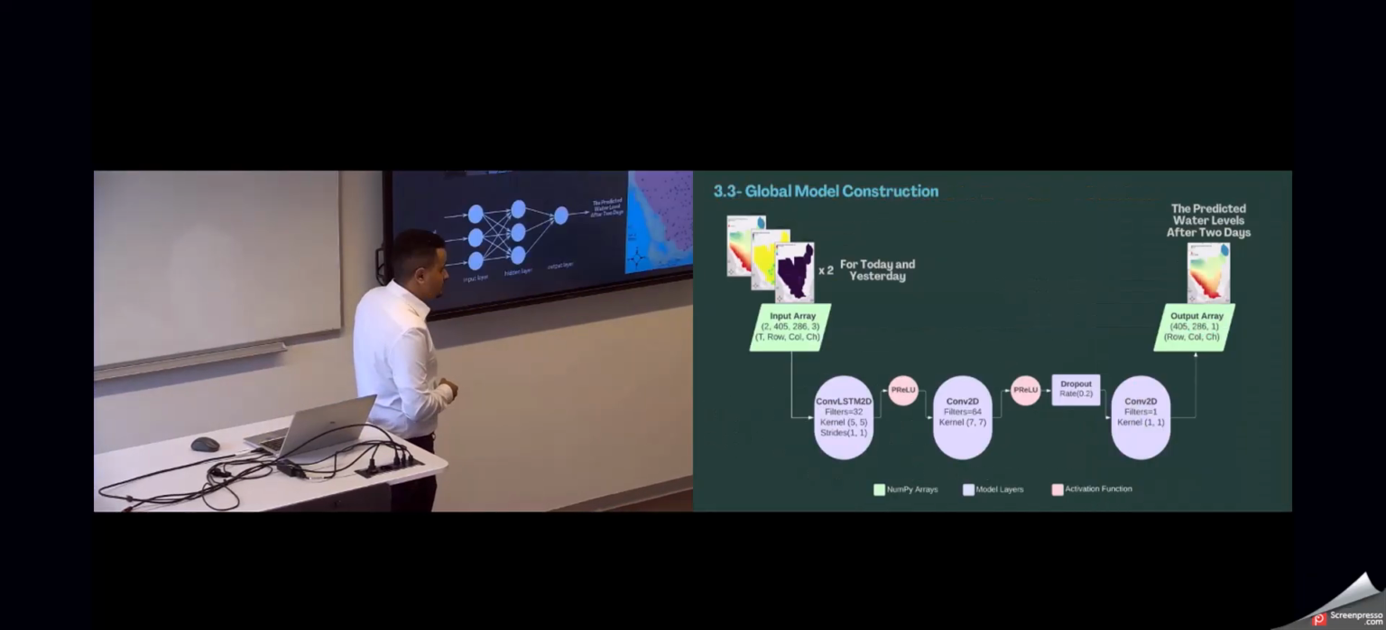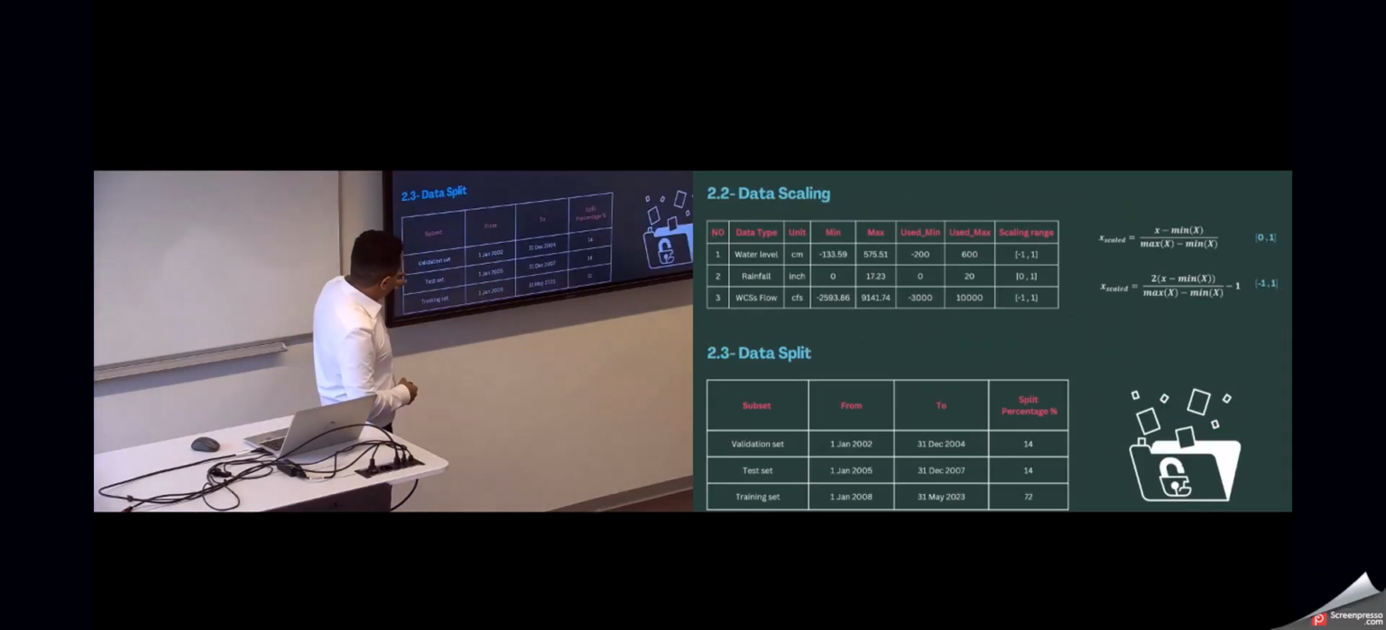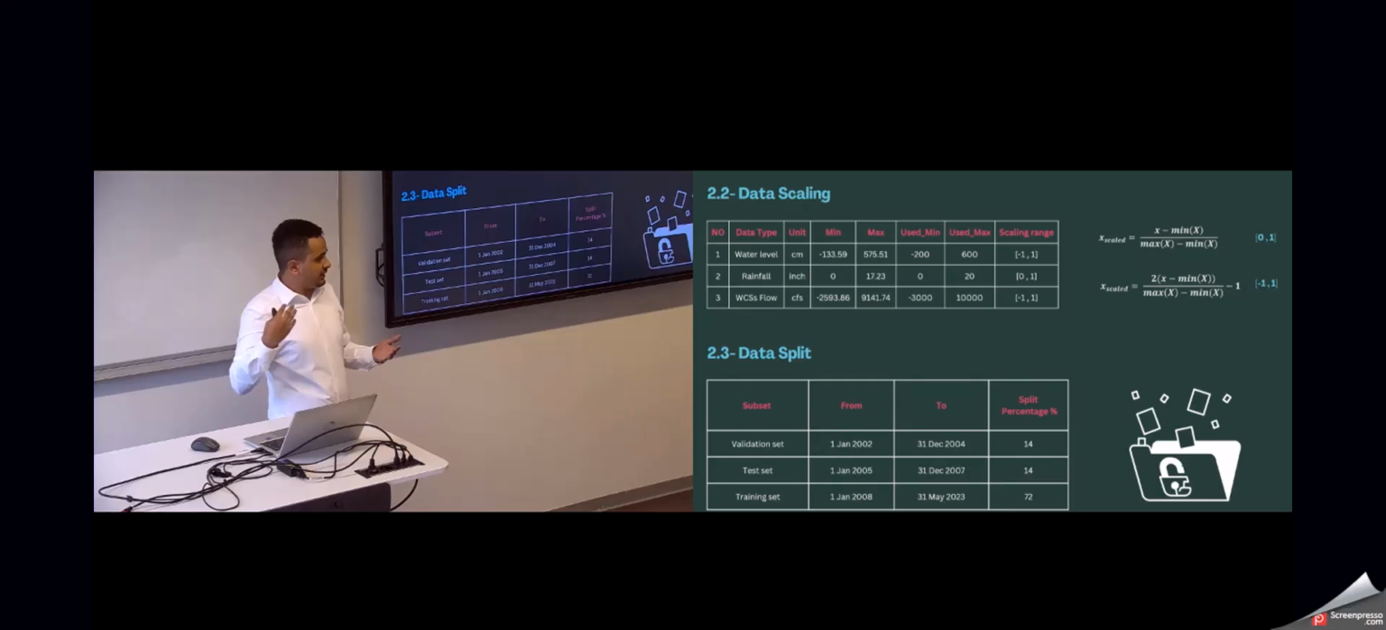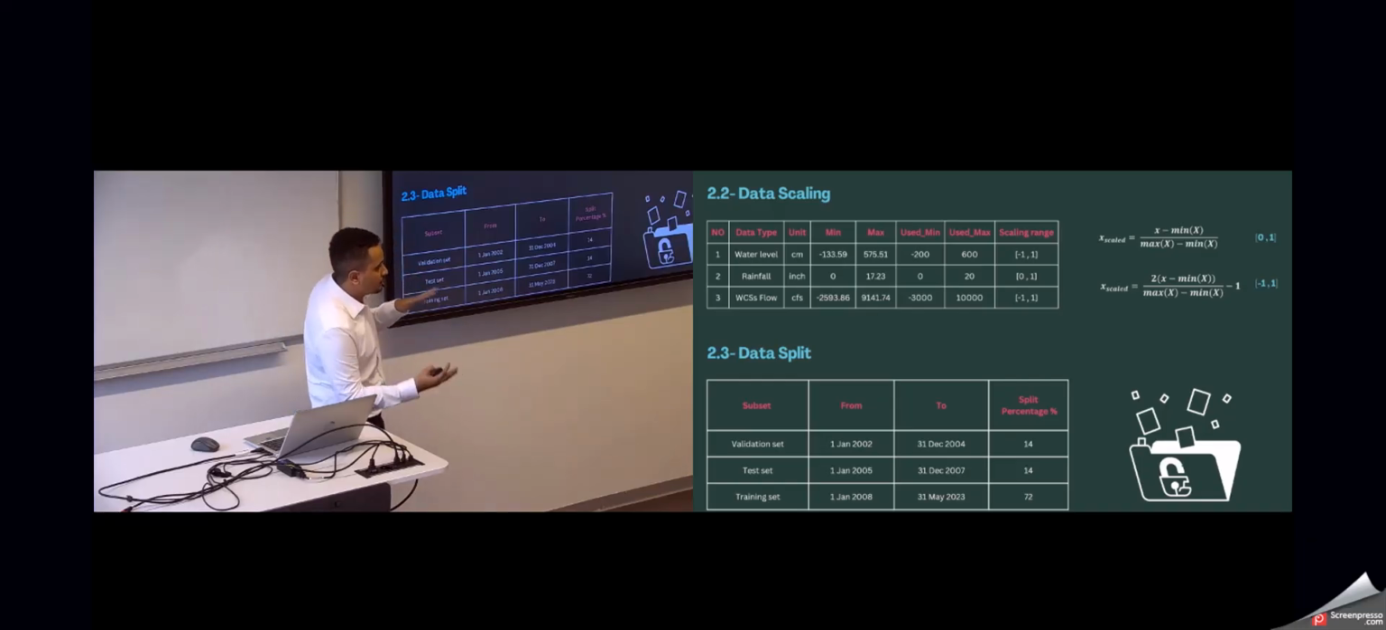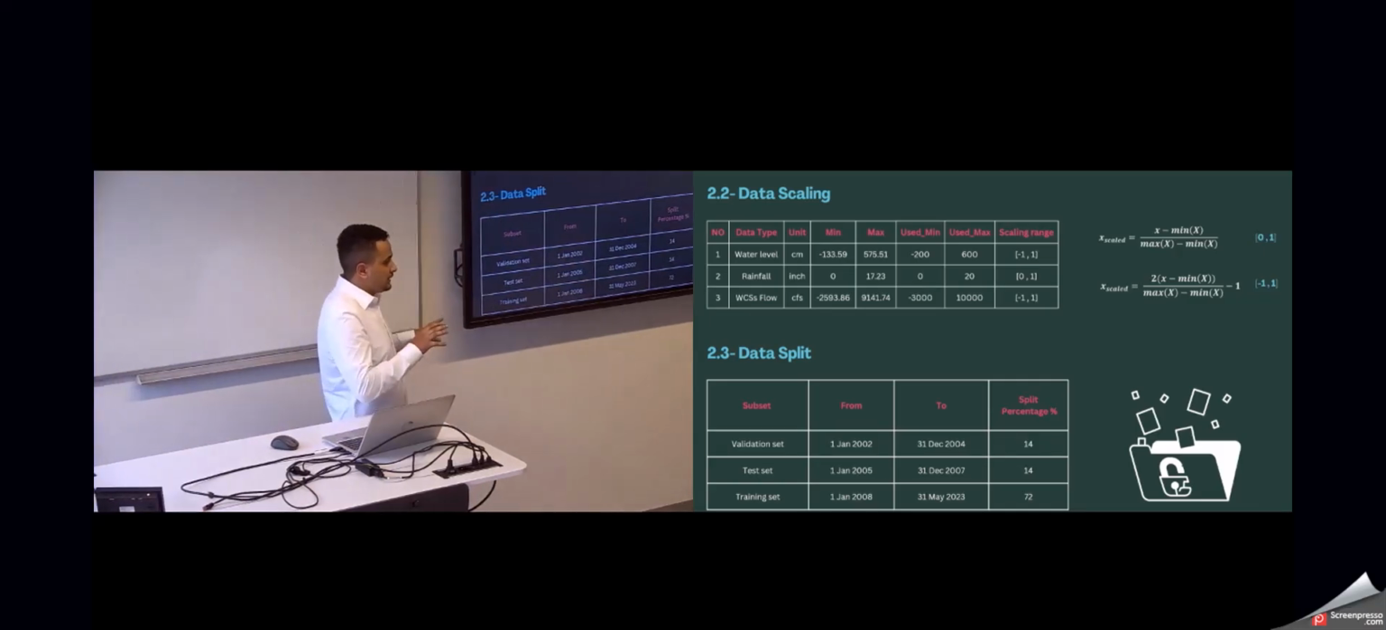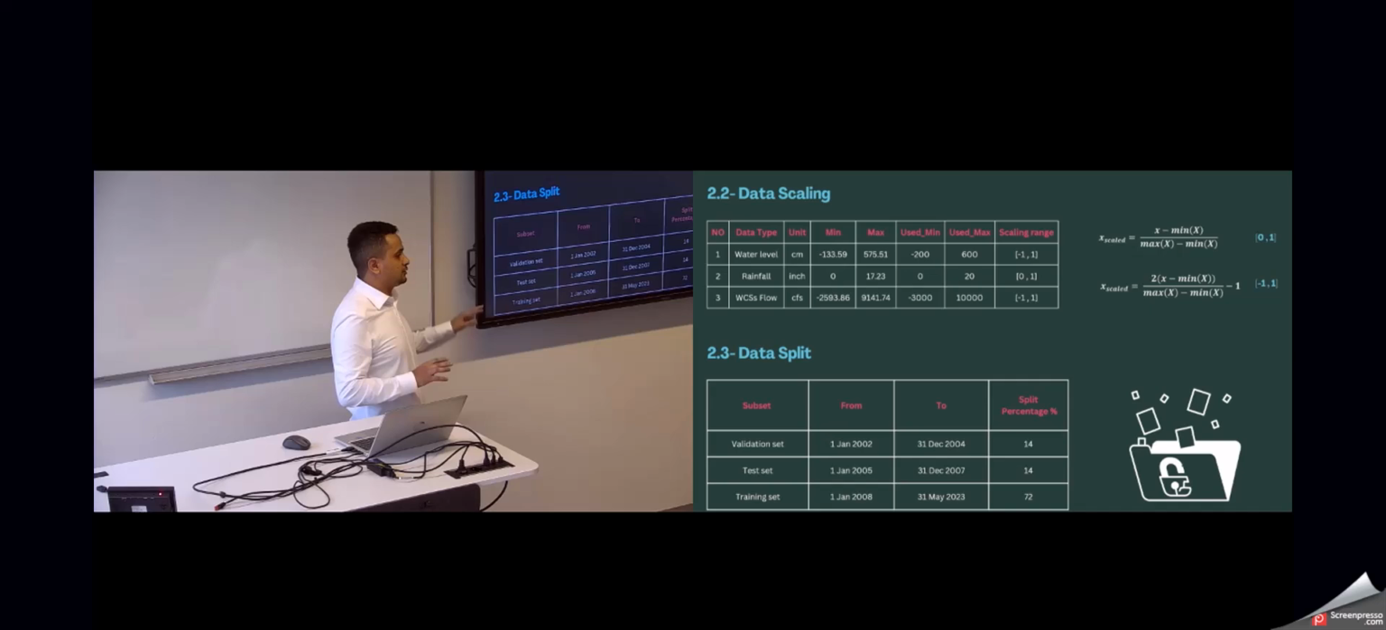Because I want to preserve the timeline. Because I use LSTM, I use the previous days' data, so I cannot split them randomly or in a statistical way. So I need to split them along the timeline, in intervals. The first 3 years are for validation, the second 3 years for test, and the remaining is for the training. As you can see, the percentages are 14, 14, and 72. It's only to preserve the timeline. That's why I split them this way.